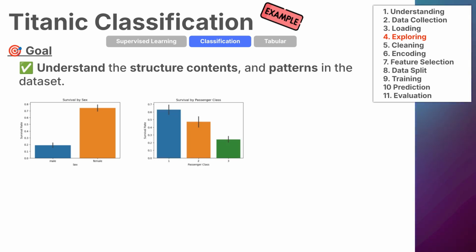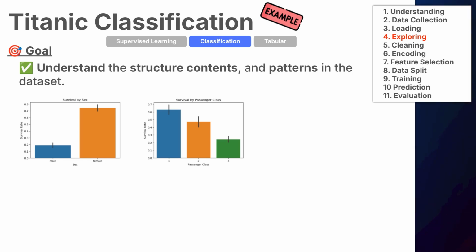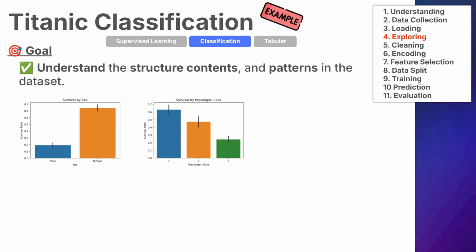Next, survival by passenger class. This bar chart shows survival rates across different passenger classes. First-class passengers have the highest survival rate, around 63%, followed by second class around 47%, and third class have the lowest, around 24%. Passenger class strongly influences survival chances, likely due to cabin location, access to lifeboats, and social status.